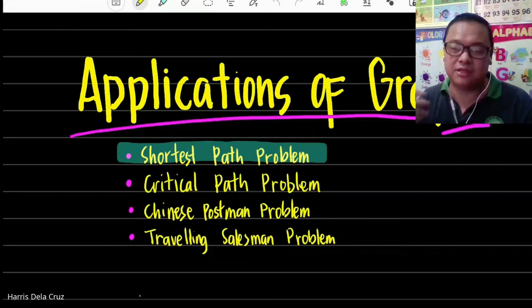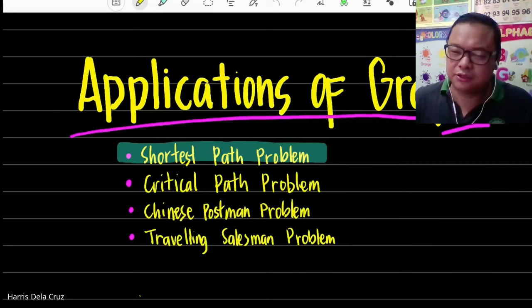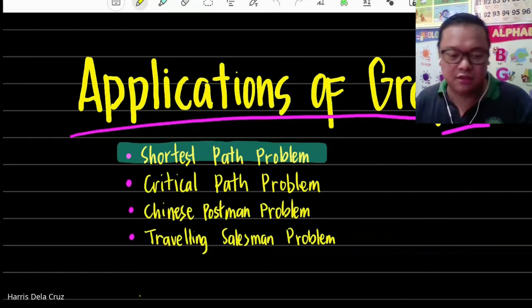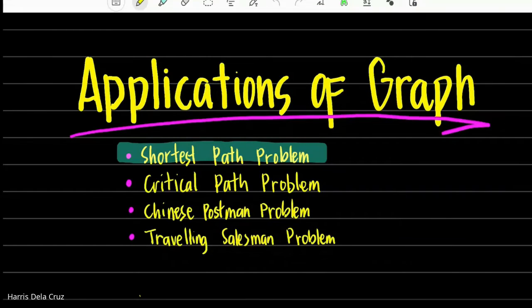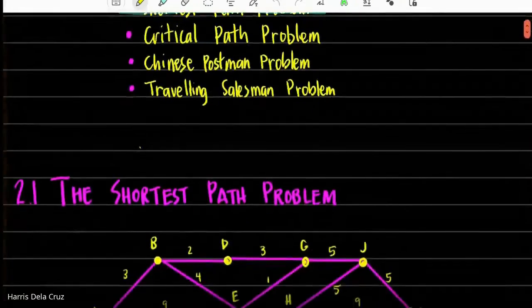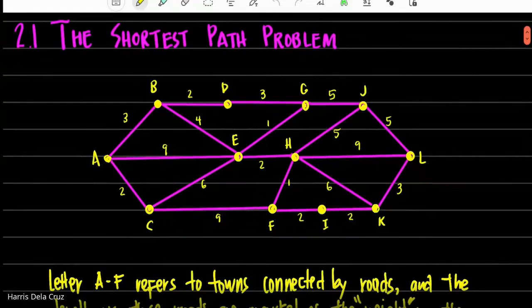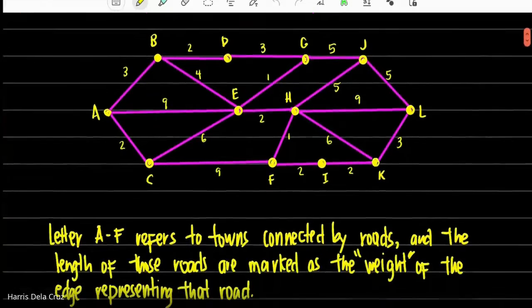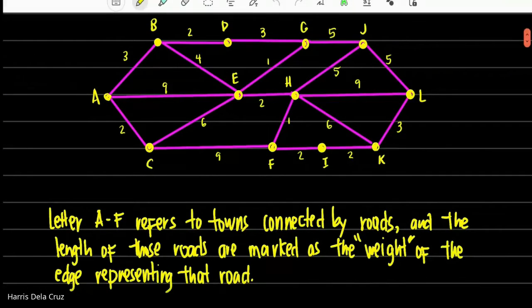So, gagamit na tayo ng mga algorithm for us to determine or to solve itong mga applications na to in graph theory. Okay? First, let's discuss the shortest path problem. So, recall natin yung shortest path problem. Let's say we have a graph representing a certain scenario. So, here, yung letter A to F natin refers to towns. Tapos, these towns are connected by roads.